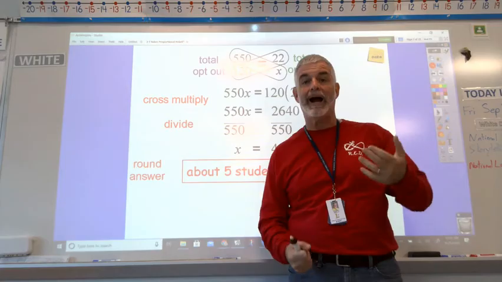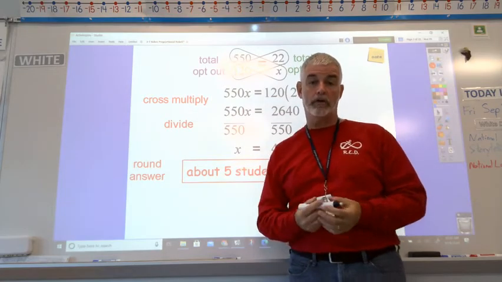Now, it's not a whole number, because proportions may not always come out to whole numbers. But to answer the real world question, if it's 4.8 students, about how many students would I expect that to be? Well, that's about 5 students. So the answer to the question is about 5 students would be expected to be opted out in this one class of 22. This is how proportions work. You're given a ratio in one situation, and you're using it to figure out the ratio in another situation.